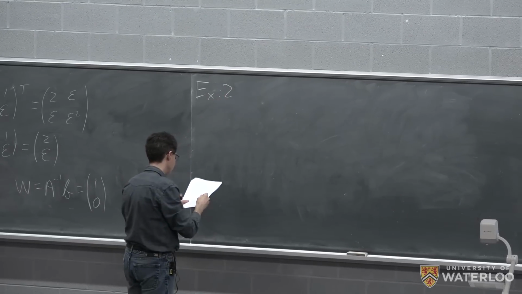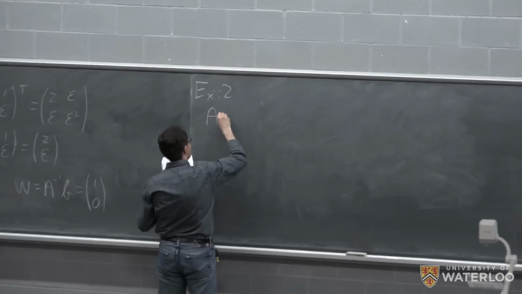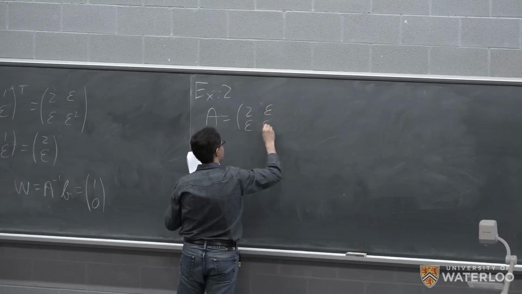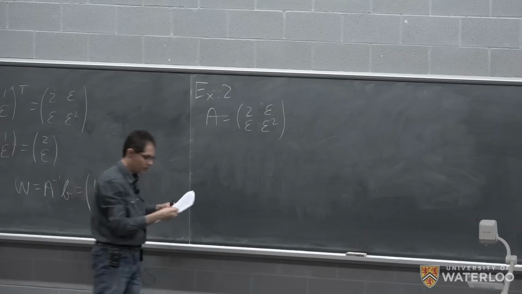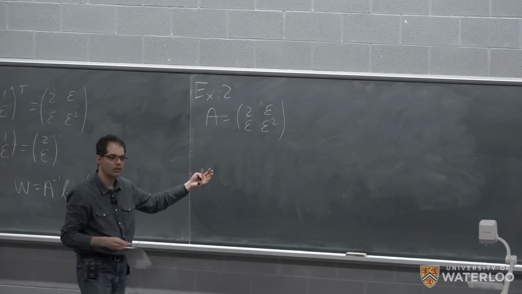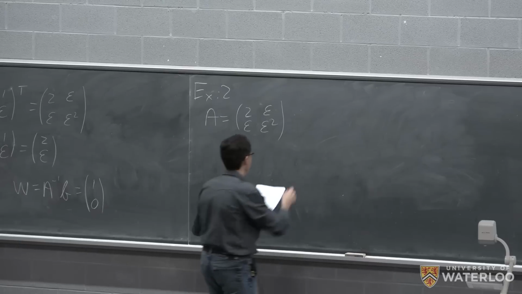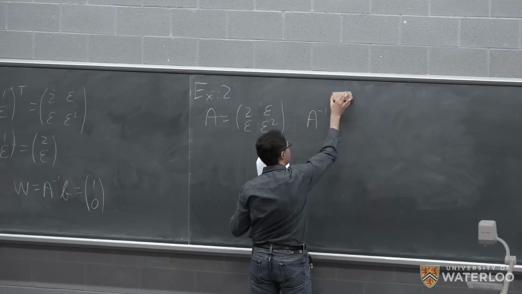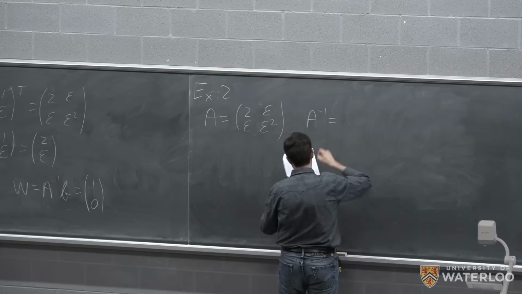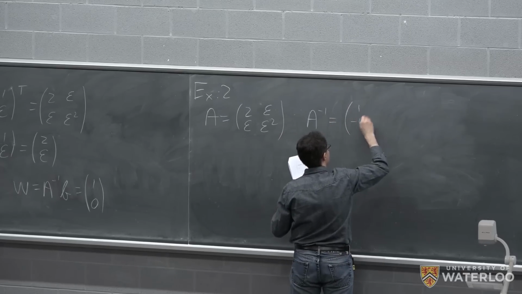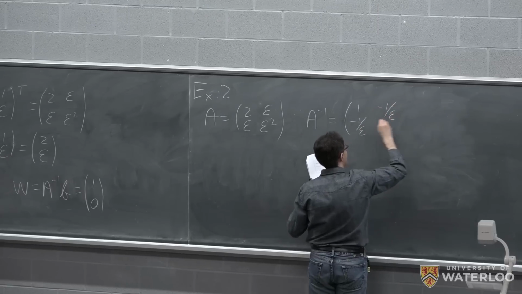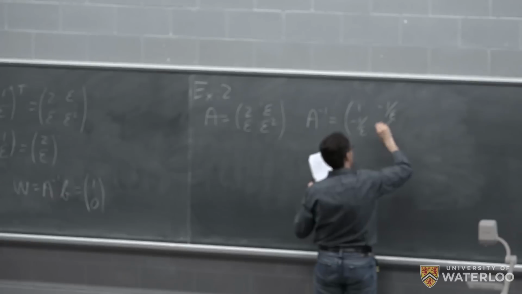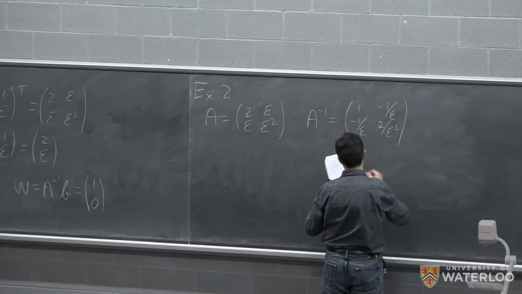For example 2, A is going to be the same as before: 2 epsilon, epsilon, epsilon squared. It's the same as before because A does not depend on the target, and the target is the only thing that we changed. And then A inverse will also be the same as before: 1 minus 1 over epsilon, minus 1 over epsilon, and then 2 divided by epsilon squared.